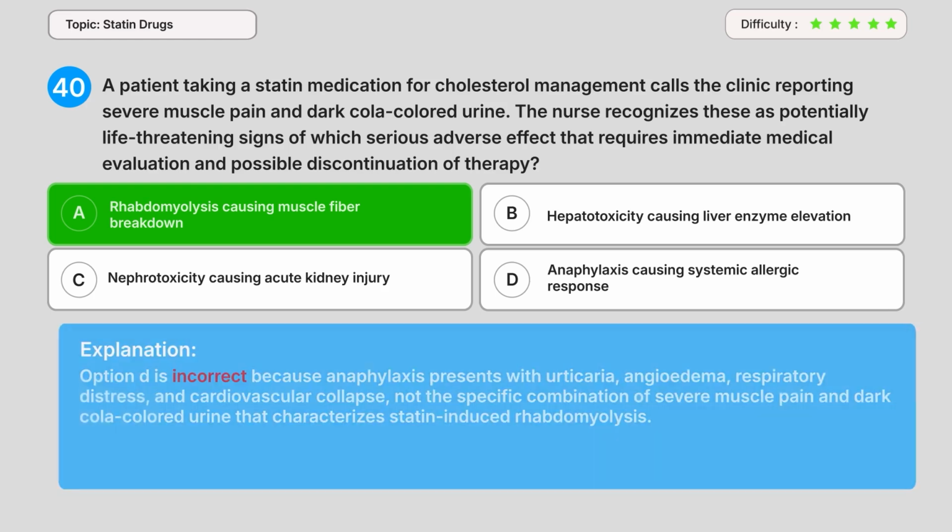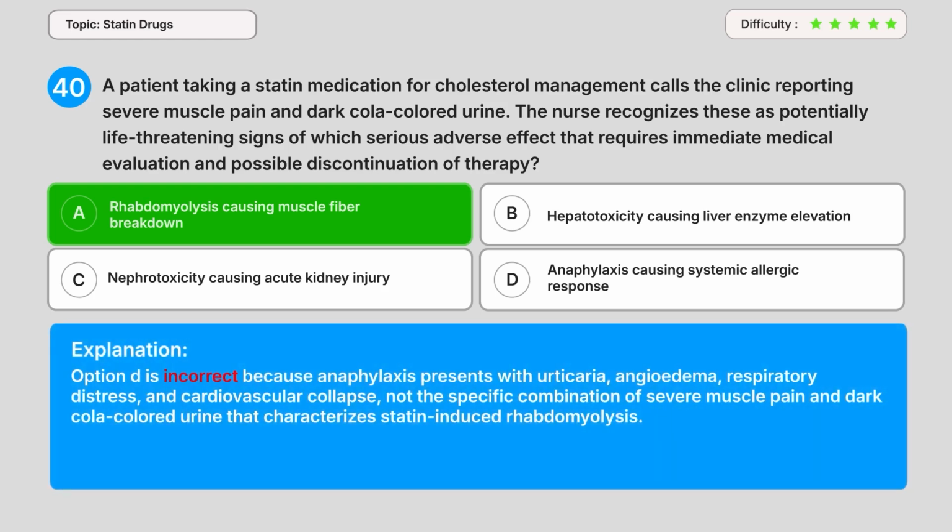Option D is incorrect because anaphylaxis presents with urticaria, angioedema, respiratory distress, and cardiovascular collapse, not the specific combination of severe muscle pain and dark cola-colored urine that characterizes statin-induced rhabdomyolysis. The patient is on a statin for cholesterol and now has severe muscle pain plus dark cola-colored urine. That combination is a classic presentation of rhabdomyolysis. This is a serious adverse effect where skeletal muscle fibers break down and dump myoglobin into the bloodstream.